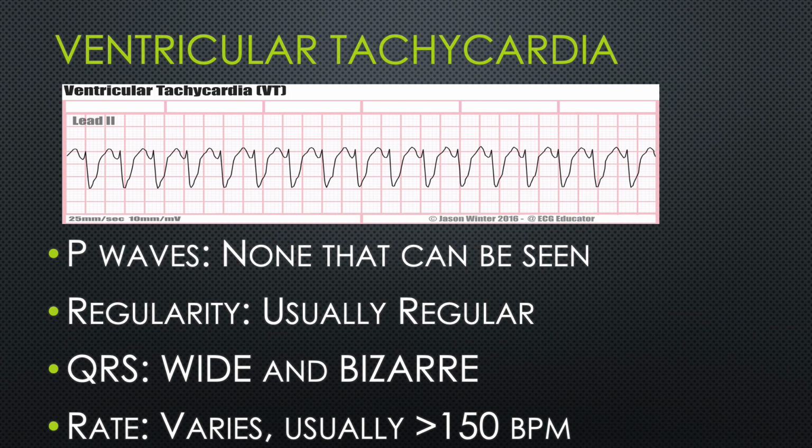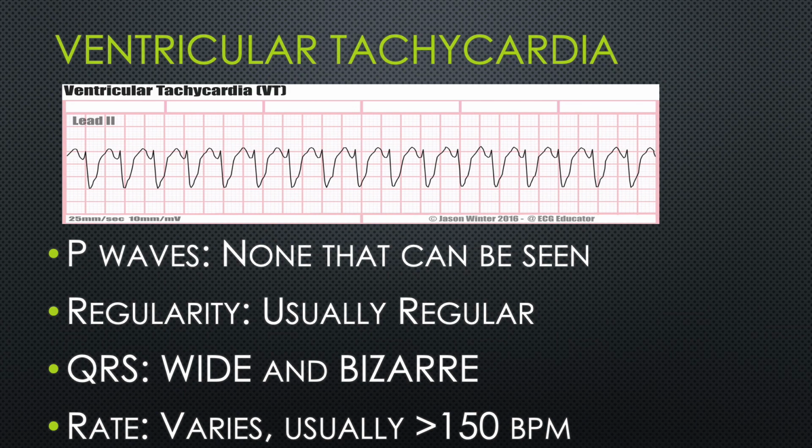The rate's usually going to be very fast as well. So what differentiates this from all the other rhythms that we looked at? Well, there's no P waves, but that's because we have something much bigger going on. Our ventricles have taken over and they are beating super fast. Remember before when we were talking about supraventricular tachycardia, it was so fast you couldn't see the P waves. Well, this is what's happening again, except for the big difference.